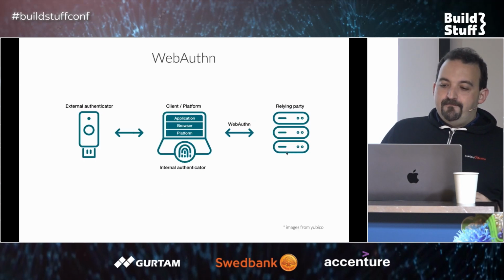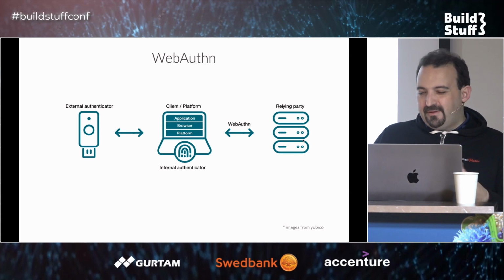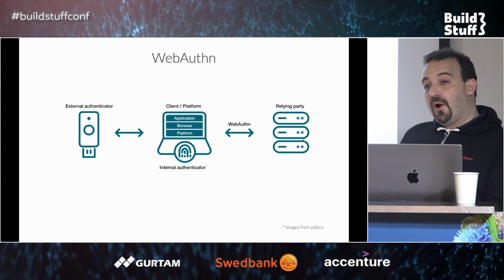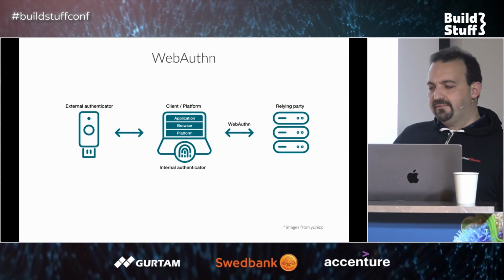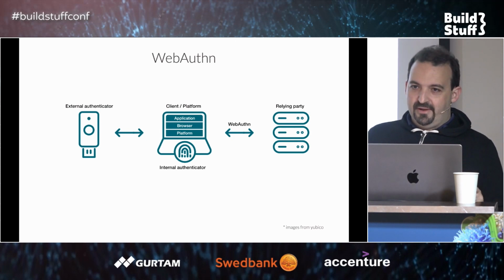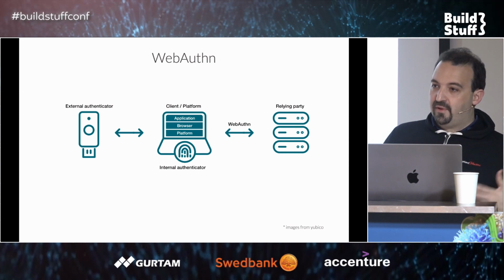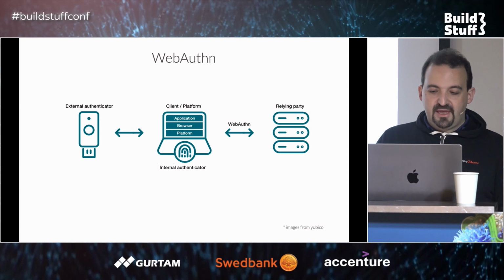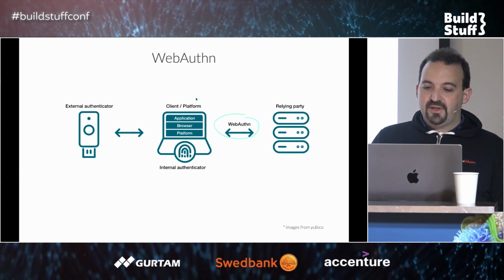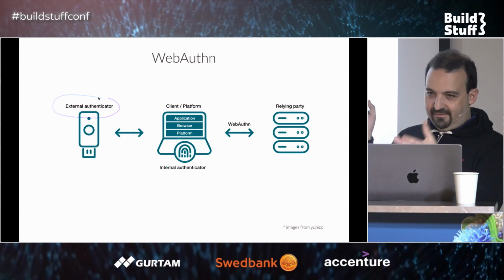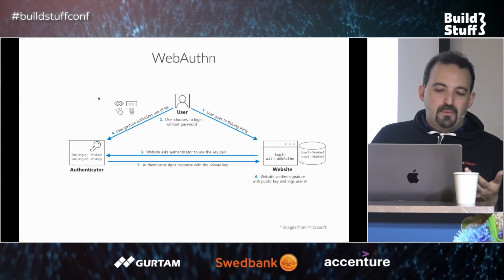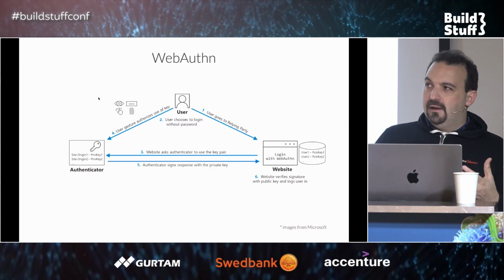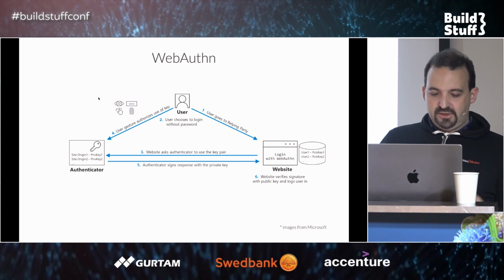So the idea is that we have, this is the image actually from the W3C. The relying party is actually us. The relying party is the server, the web app, the website, or the native app. Then we have the web authentication API that talks to the client. The client can be the browser, the platform that can use an internal authenticator or an external authenticator. And it's a simple diagram. It gets more complicated. Okay, I have 2 minutes to actually show you this.